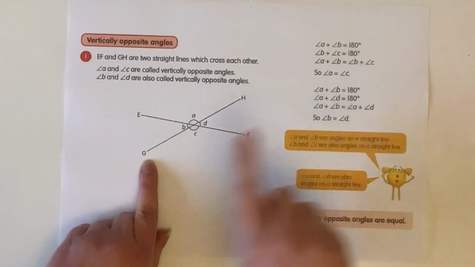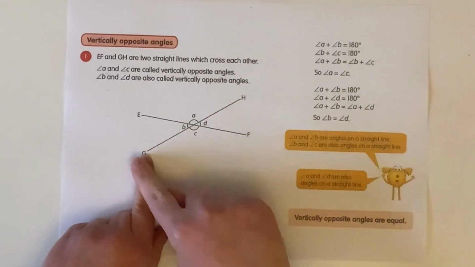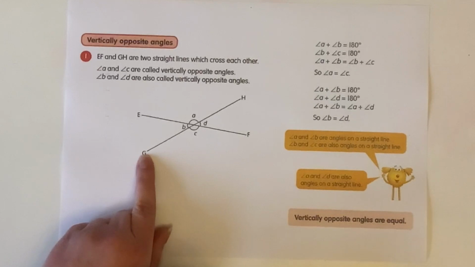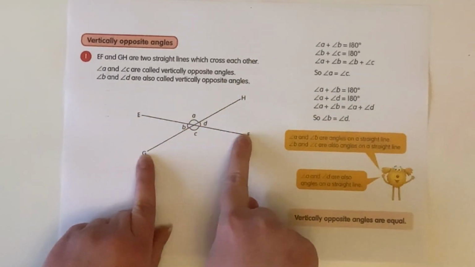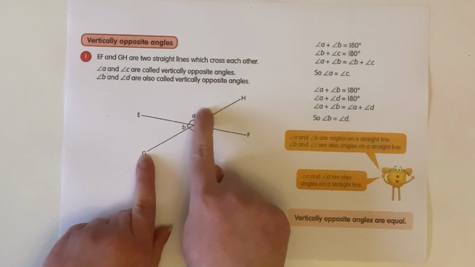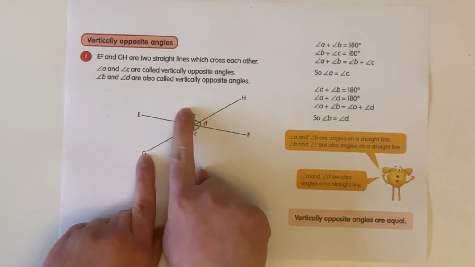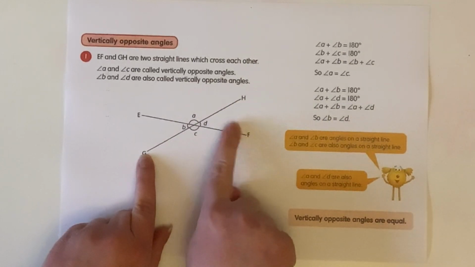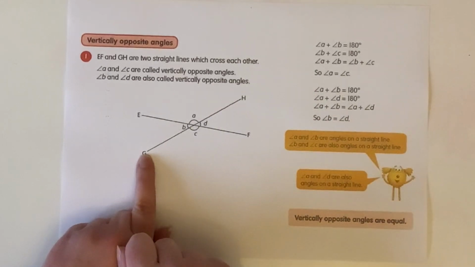If we have a look at this next bit, angle A and angle B equal 180 degrees. Angle A and angle D, because they're on that straight line, also equal 180 degrees. If angle A and angle B equals the same as angle A and angle D, that means that angle B and angle D must be the same.